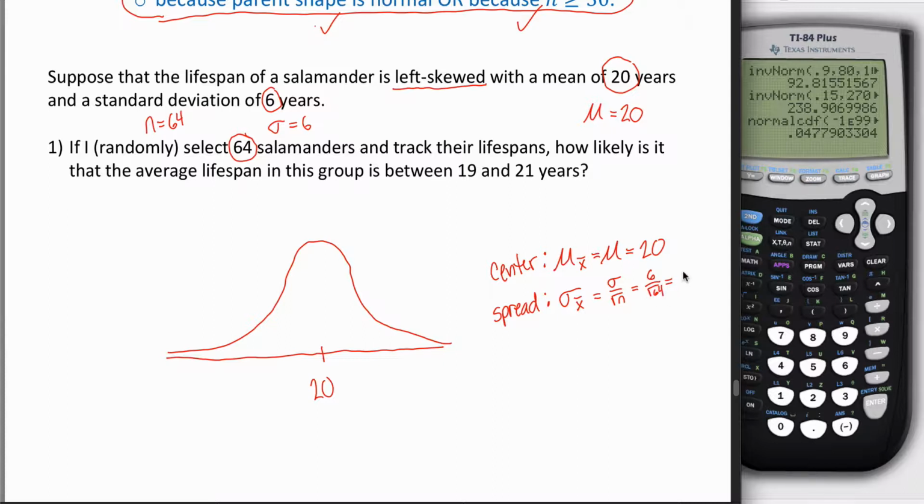And you can pull out a calculator for that if you want. It'll turn out that's 0.75 or 3/4 or whatever. Pull out a calculator, trust me. I've got a calculator right here, but I'm just going to ask you to trust me.